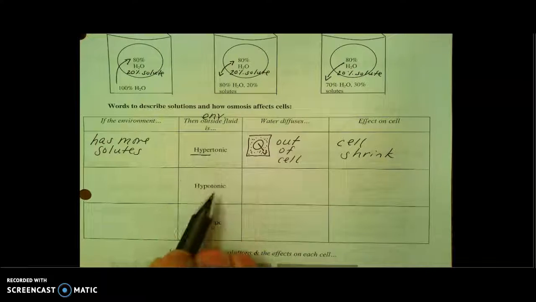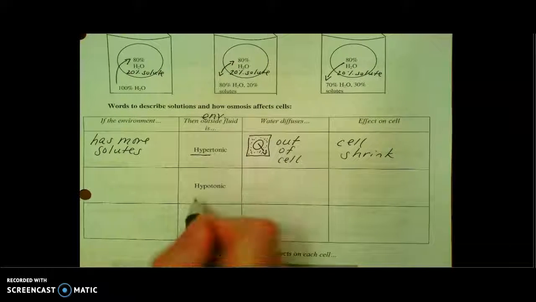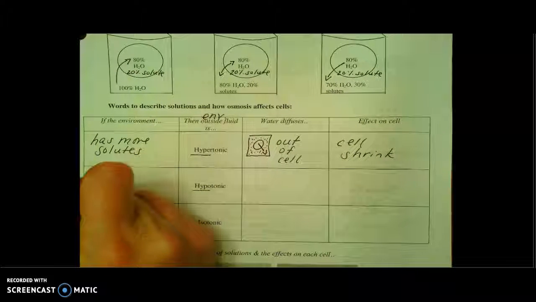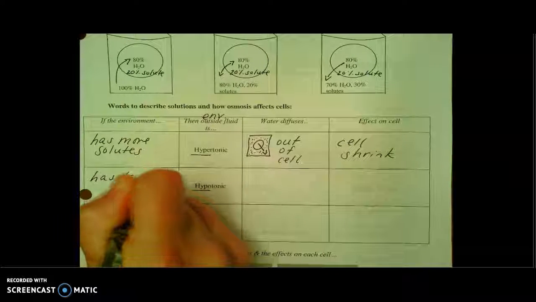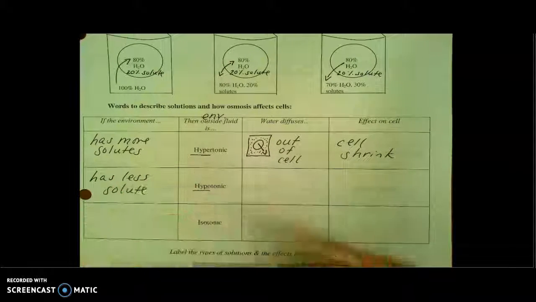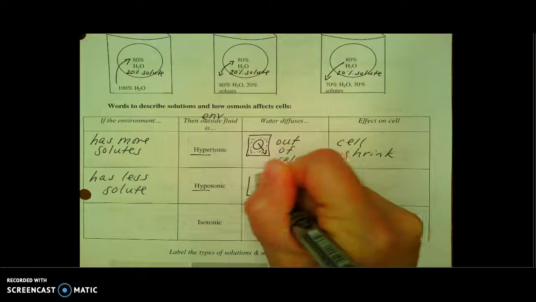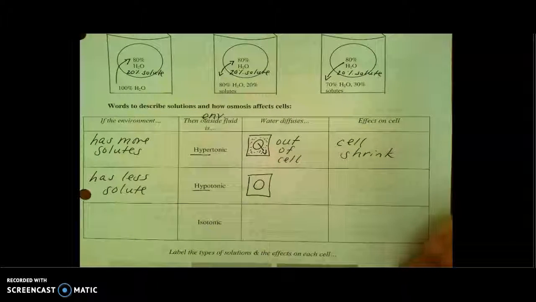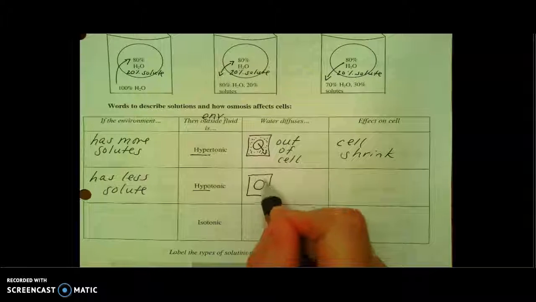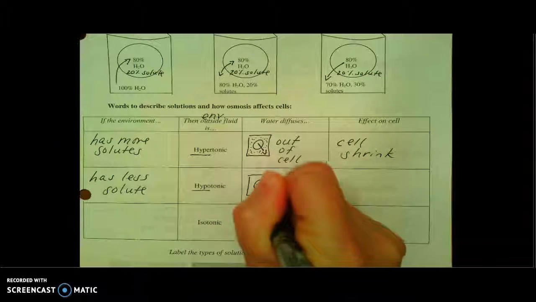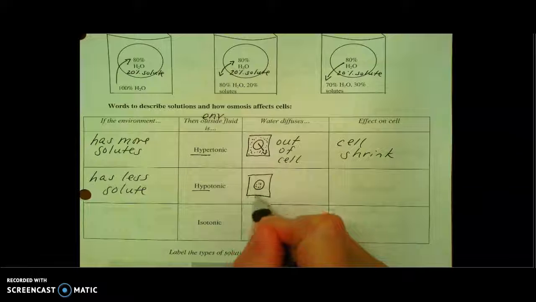The opposite of hypertonic is hypotonic. Hypo, below. And what we mean by that is if the environment has less solute than the cell, then we call it a hypotonic environment. And we can picture that again with our beaker and our cell. But this time I need to show that there's less solute in the surroundings. So I'm going to put some solute in the cell. The environment has less solute, hypo, below.